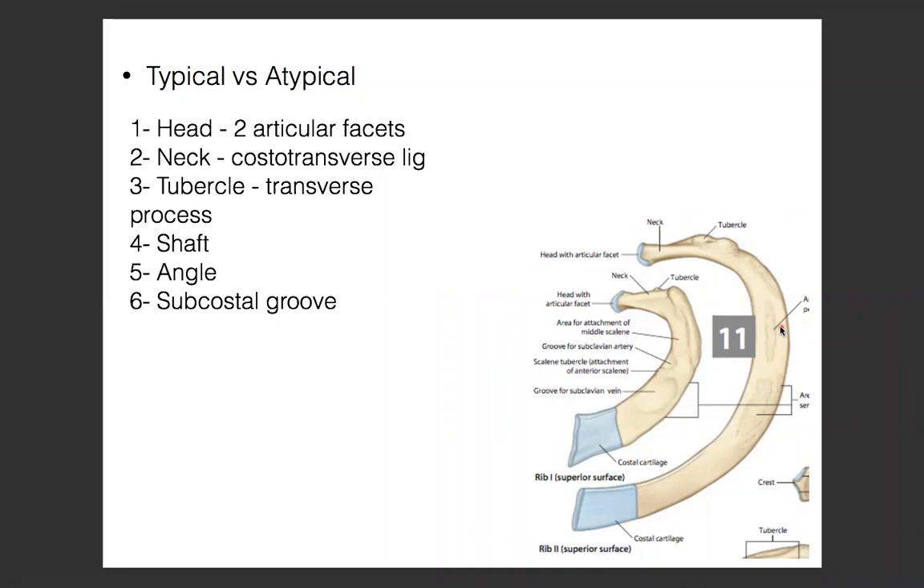I'll be showing you guys what's missing as well as what's extra. Usually it should have a head that has 2 articular facets. Here, you can see the head and the articular facets 1 and 2, although in the first rib, there's only 1 articular facet, so it doesn't count as a typical rib. The second thing is that the costotransverse ligament should attach to the neck. The third thing is a tubercle, which attaches to the transverse process. A shaft, an angle, and a subcostal groove, which is underneath it, that has the neurovascular bundle, which are the vein, artery, and nerve.